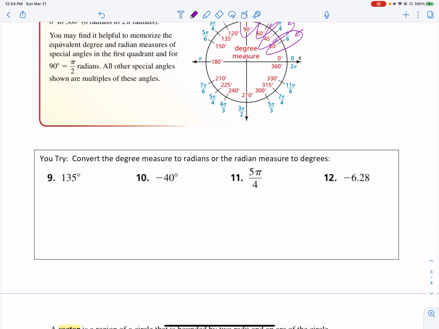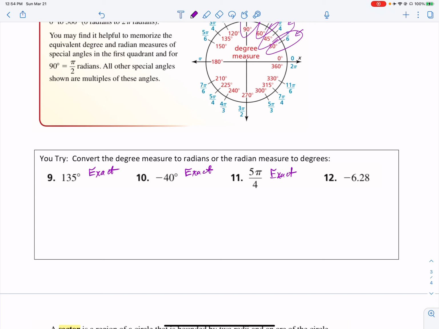I have a little bit of a you try in converting. So I say pause the video, work through these, and then start it up, see how you did. So you should get exact values using the symbol pi on these first 3.